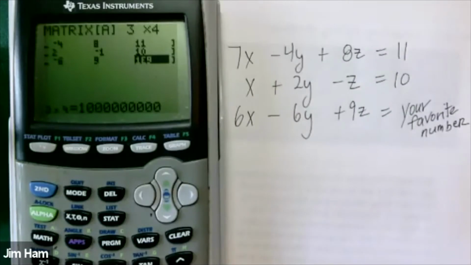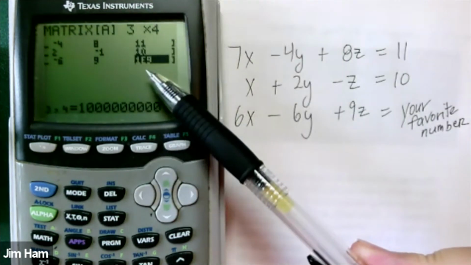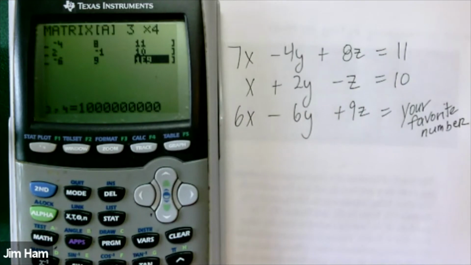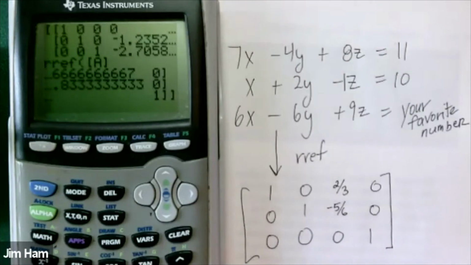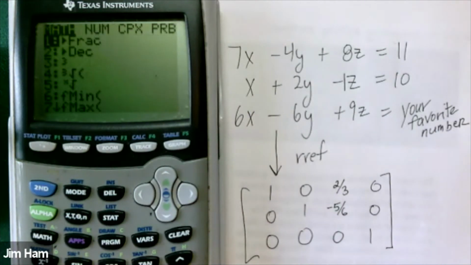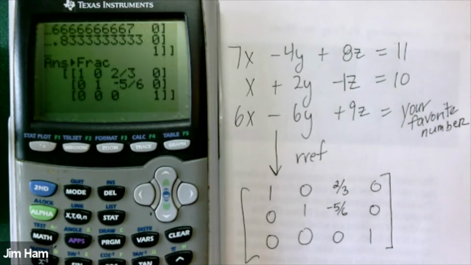I bet you nobody selected 1 billion for their favorite number. Notice how it puts large numbers in scientific notation. 1 times 10 to the 9th. That's 1 billion. And then do the RREF and see if you come up with the same thing I come up with, although I didn't convert to fractions yet. And then what's the conclusion here?